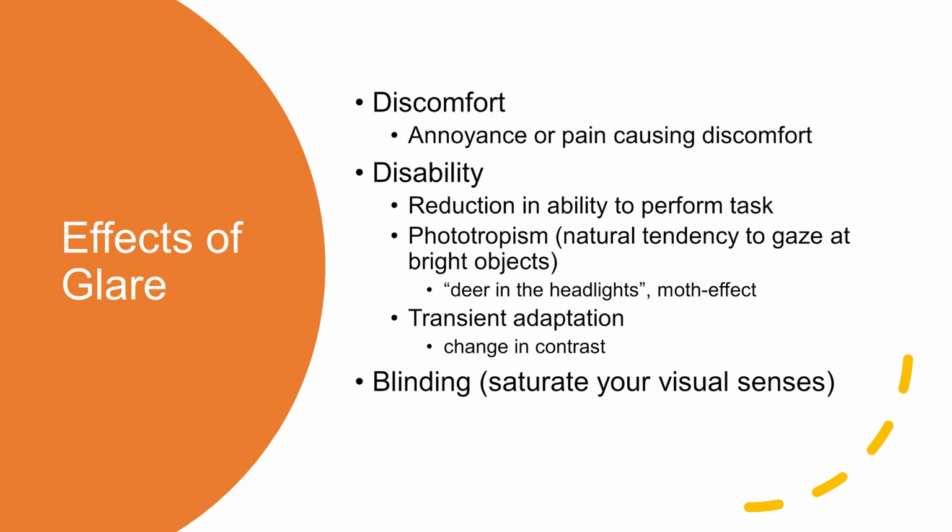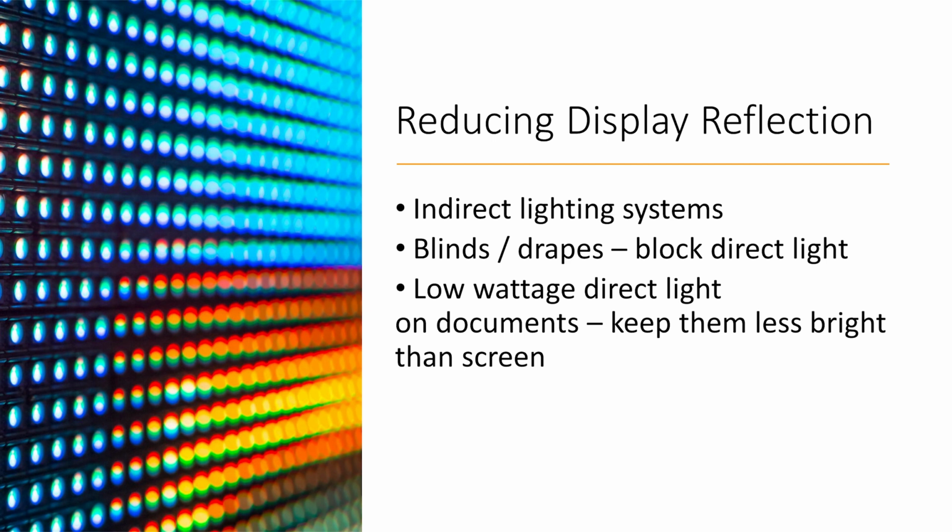Additionally, there's a unique physiological response called phototropism, which is our natural tendency to gaze at bright objects. Think of a deer in headlights, or Donald Trump staring into the sun during his inaugural speech. We can also have temporary blindness resulting from a saturation of our visual senses. We have some good strategies for improving lighting in the workplace, however.